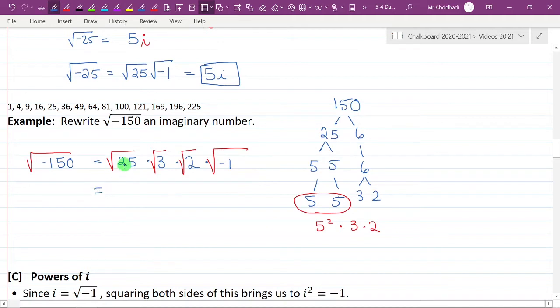So this becomes a 5 because the square root of 25 is 5, the principal root of 25. This radical 3 and this radical 2, you can't break them down, so they stay the way they are. And this is what we call i. Okay? However, the way I've written this is a complete mess and I have to fix this up. Well, if you have two radicals that cannot be simplified, you can just multiply them. So this becomes 5 radical 6. And then we still have that i there.